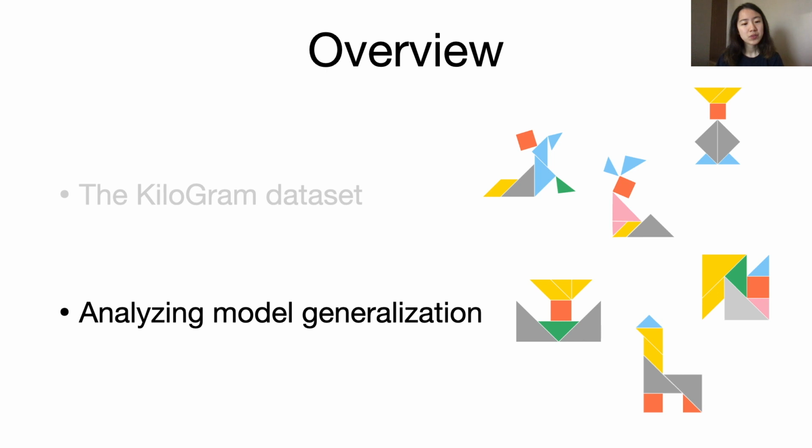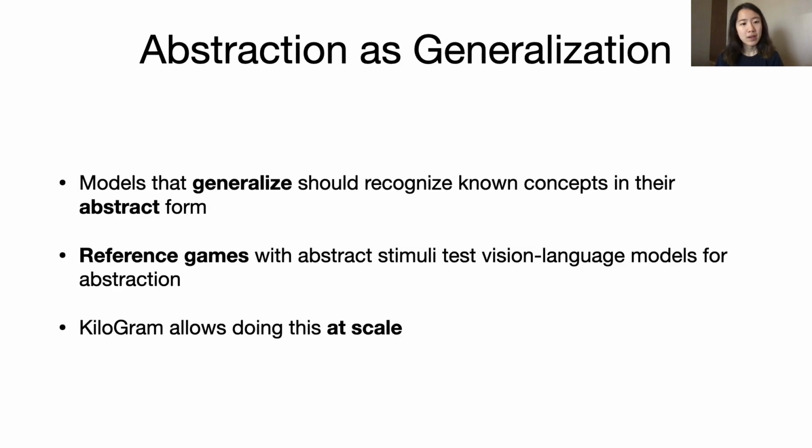We're hoping this resource will be useful for a variety of tasks in NLP, cognitive science, and many other fields. As a first demonstration, we use this resource to test the visual abstraction and generalization capacities of recent multimodal models, such as CLIP and ViLD. Models that generalize should recognize known concepts in their abstract form. We can use reference games with abstract stimuli to test vision language models for their ability of generalization. Moreover, KiloGram allows us to do this at scale.